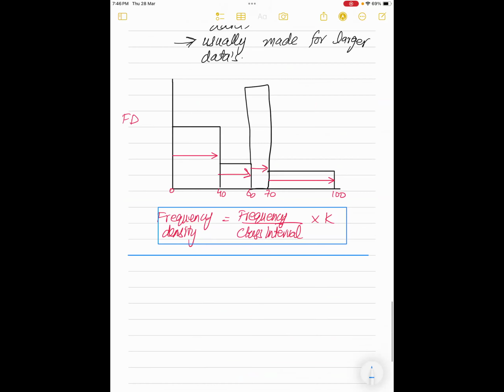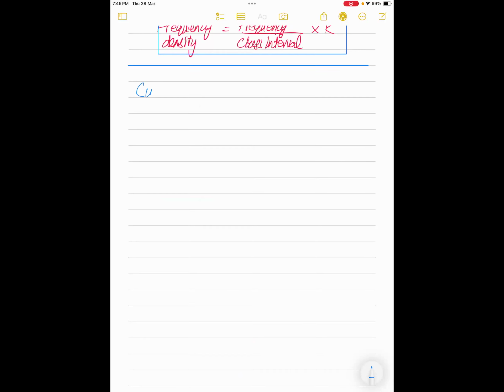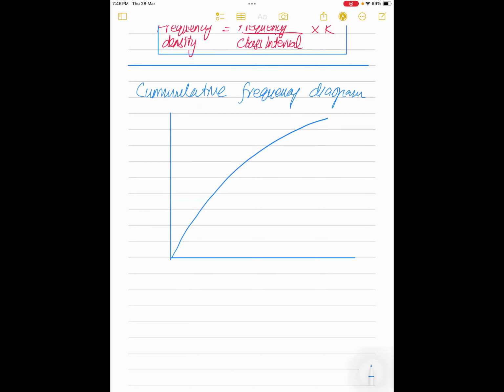Okay, then we have a cumulative frequency diagram. A cumulative frequency diagram is something like this. For example, this one. So here we have X and here we have CF, which is cumulative frequency.